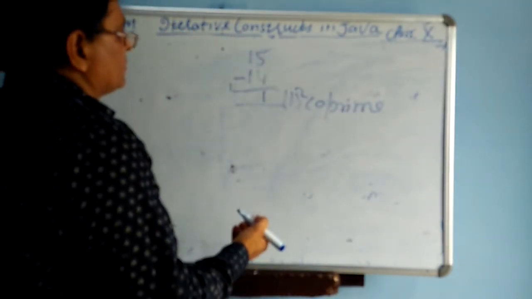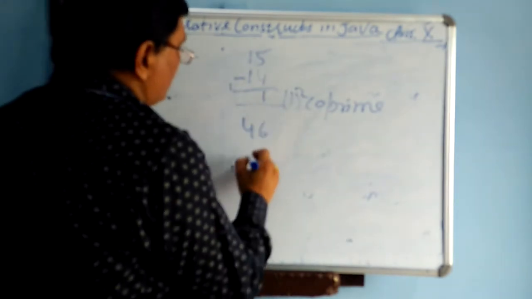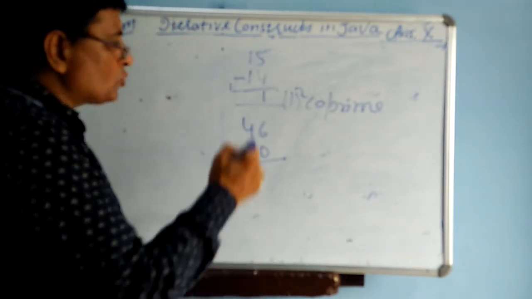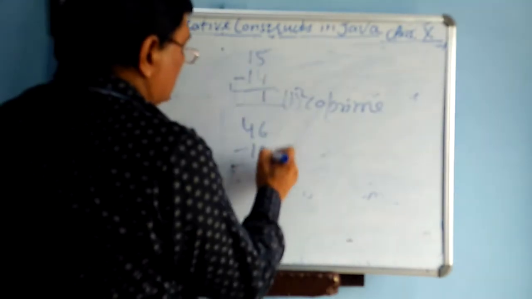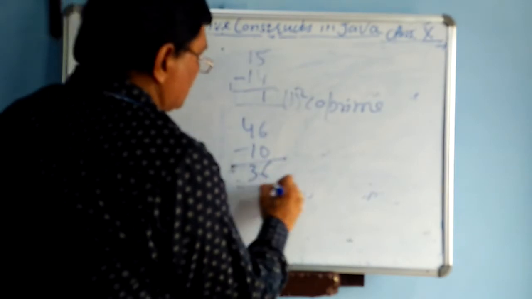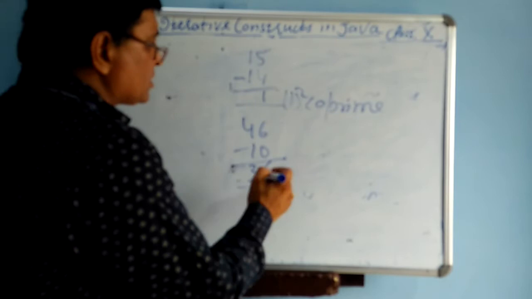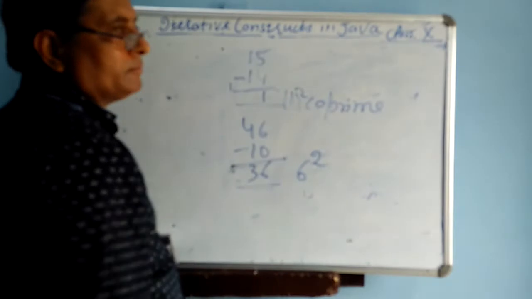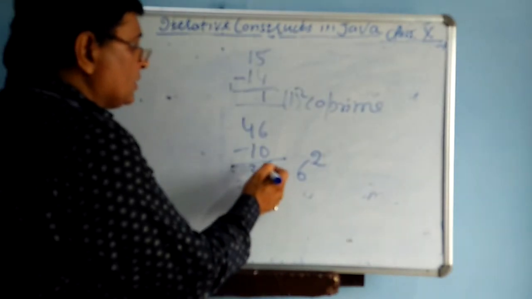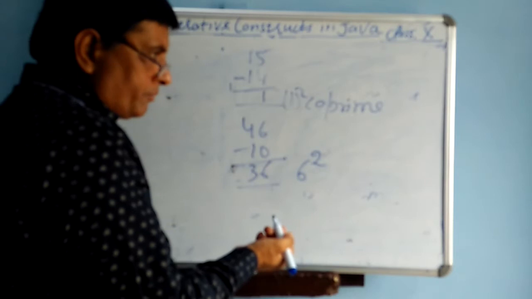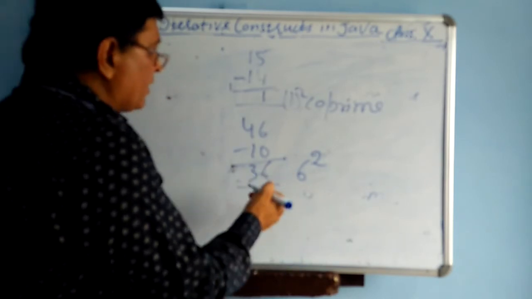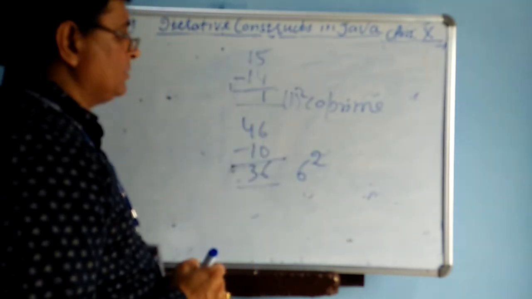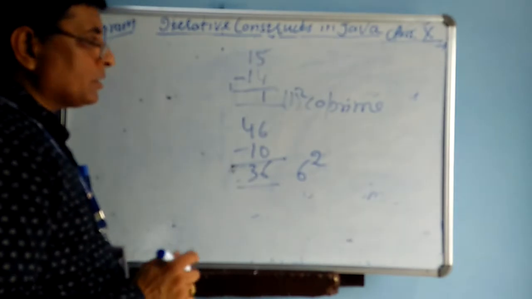Another example: suppose 46 and 10 are the two numbers. We have to check whether they are coprime or not. Now 6 squared is 36. Which difference can be a square after the subtraction? That is called a coprime number. Is that clear to all of you?